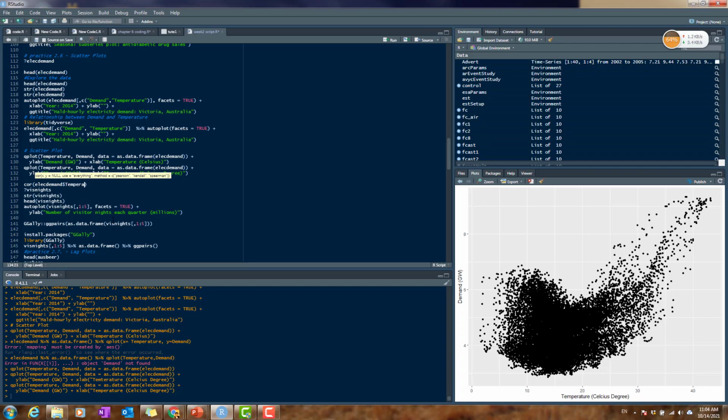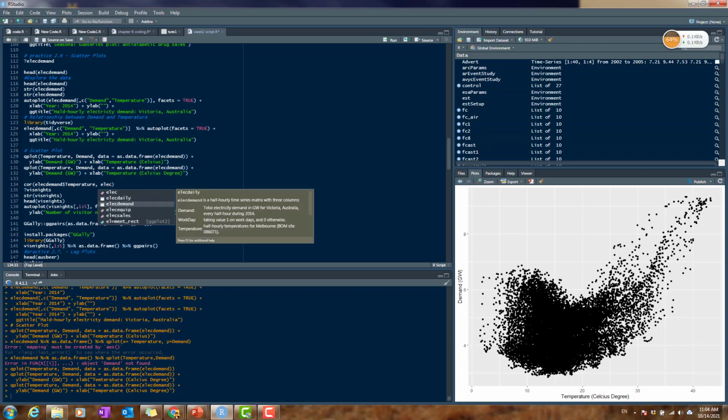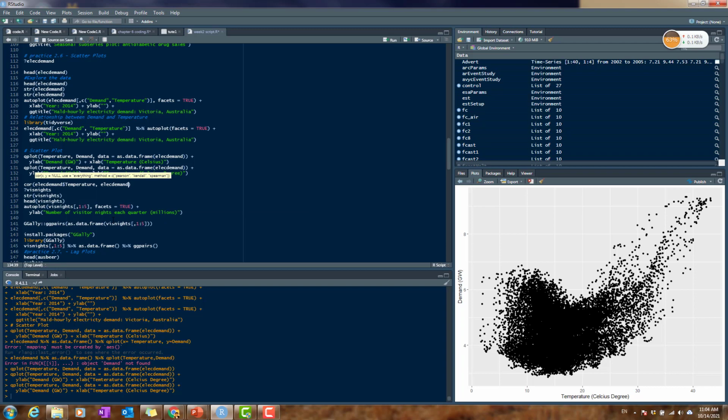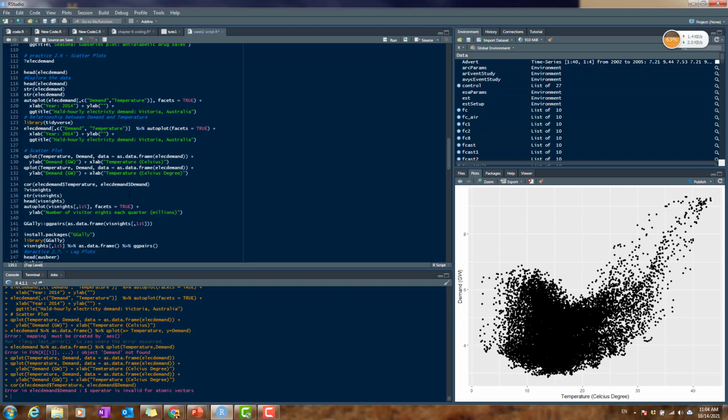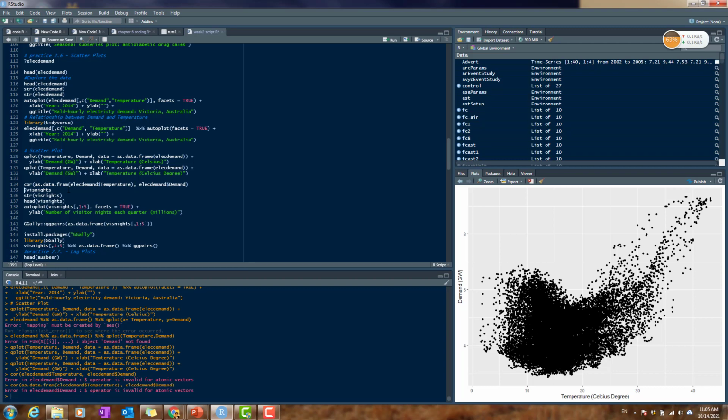And the electricity demand, when you put in the data. Okay, let's check if we can correlate. No, because it's not an atomic vector. So what I'm going to do now is put it as a data frame. Let's see if it's possible. No, I don't think that will be good.